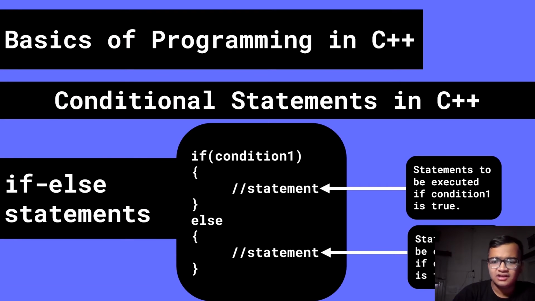Conditional statements in C++ means the if-else statements. Now here I can show you the syntax of the if-else statement, that is if condition 1, the statements to be executed if condition 1 is true, else, and followed by that within the braces or in the block, the statements to be executed when the condition is false. Now what does this mean?